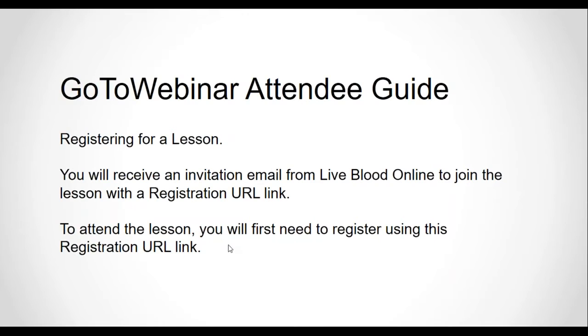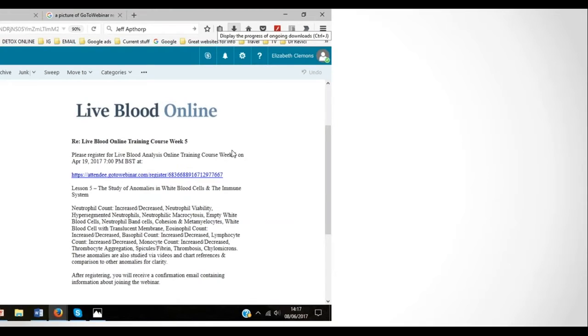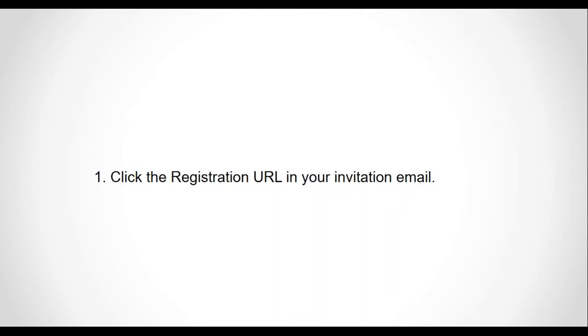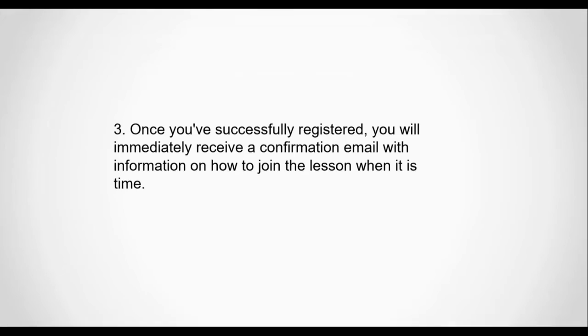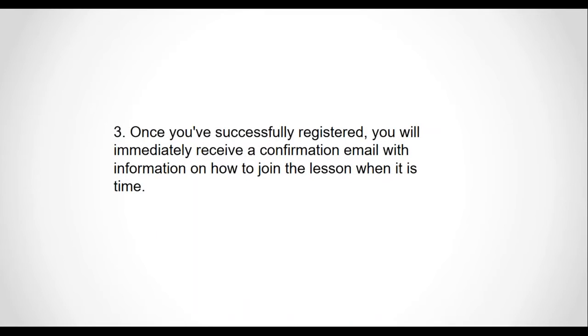To attend this lesson you will first need to register using this registration URL link, which looks like this. This is the email that you will receive and it will say which week, and there is the registration URL. Click the registration URL in the invitation email, and once you've successfully registered it will ask for your name, your surname and your email address.